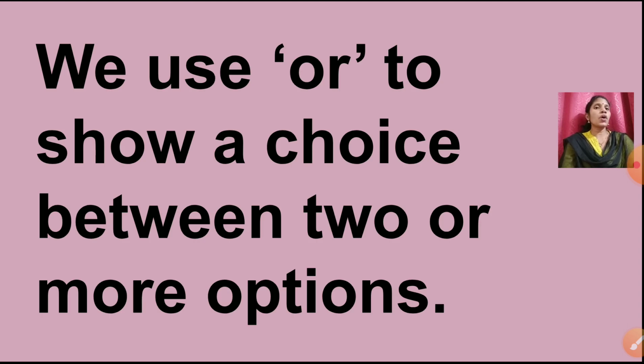Now the next one. We use or to show a choice between two or more options. When you are talking about a choice, for example, do you like red or blue color? Someone is asking you about a choice, which color you like, red or blue. So that time we are using or.